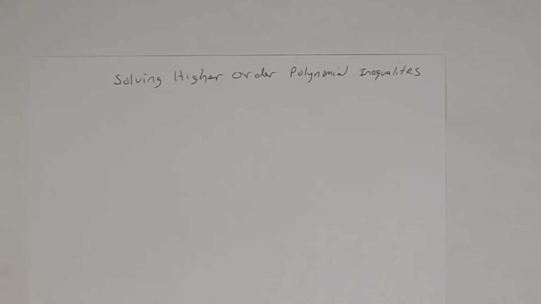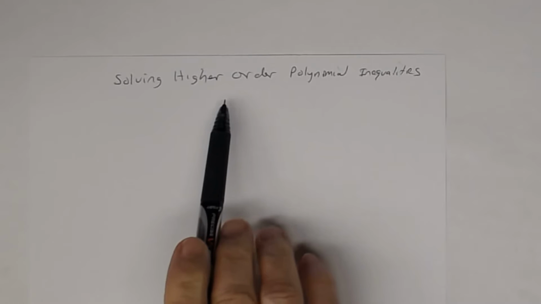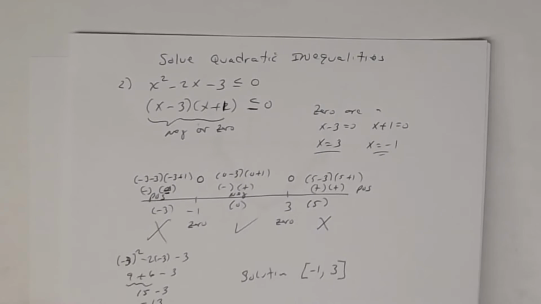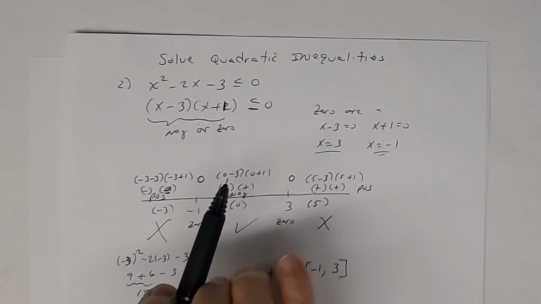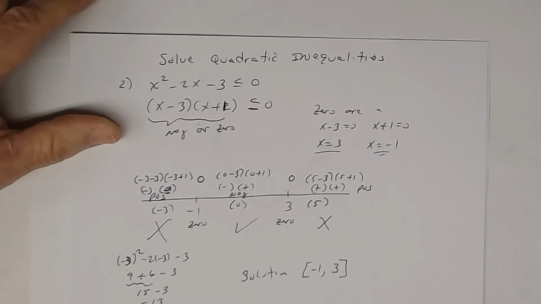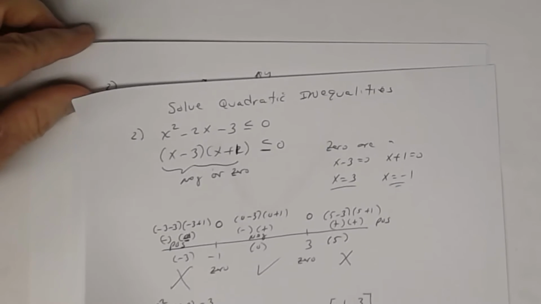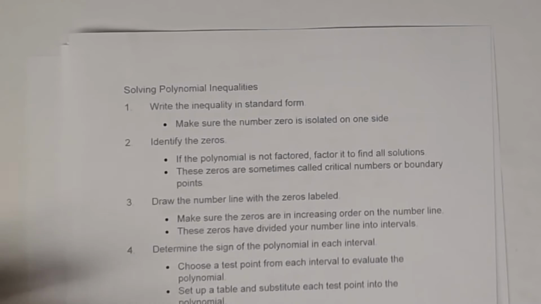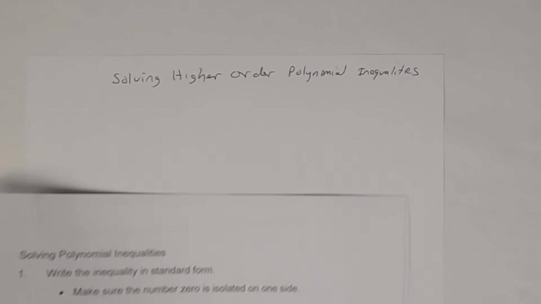Okay, so in this lesson we're going to solve higher order polynomial inequalities. Now before we begin looking at problems that we consider higher order polynomial inequalities, let's remind ourselves about the previous lesson. In the previous lesson you solved quadratic inequalities. And when you solve these quadratic inequalities, in every situation, something like number 3 as well, we used this process. So we're going to use that same process in this new lesson on higher order polynomial inequalities.